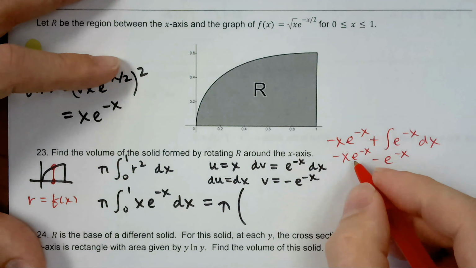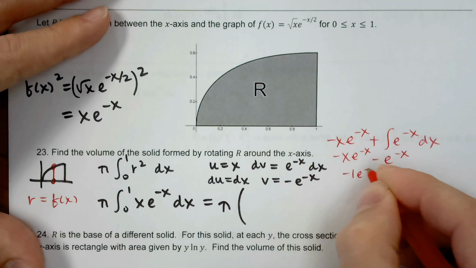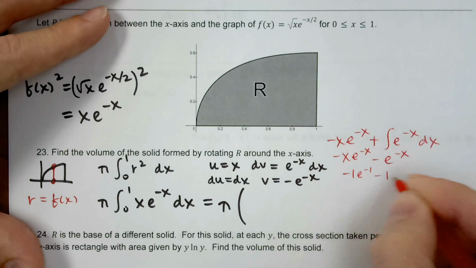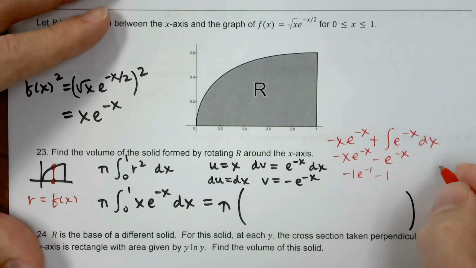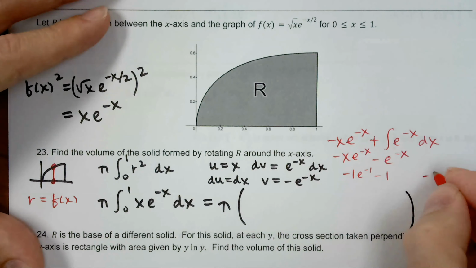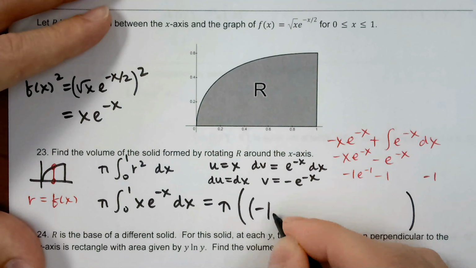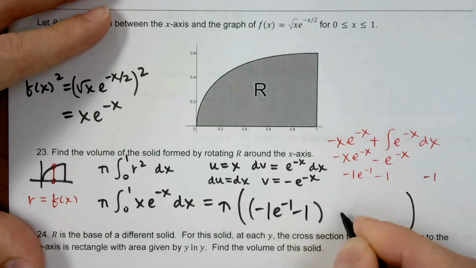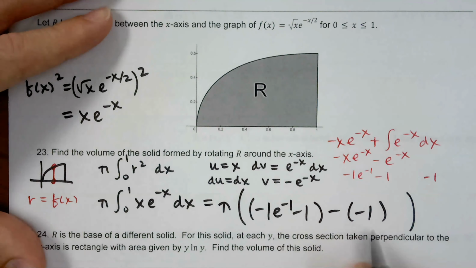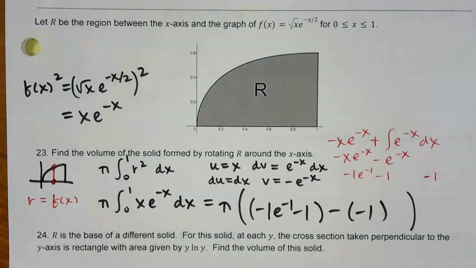Okay, when x equals 1, I'm going to have negative 1 e to the negative 1, minus e to the 0 is 1. When x equals 0, I'm going to have 0 minus 1. So, oh man, I'm just going to copy this. Negative 1 e to the negative 1 minus a 1 minus a negative 1. This can definitely simplify. This is negative. That's not possible. Oh boy, what have I done here? I think I've got a negative number.